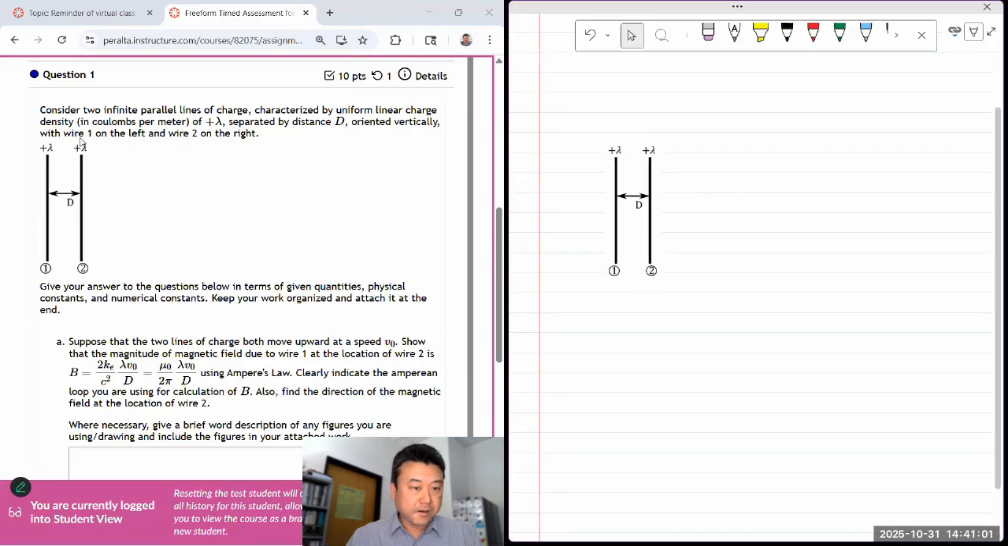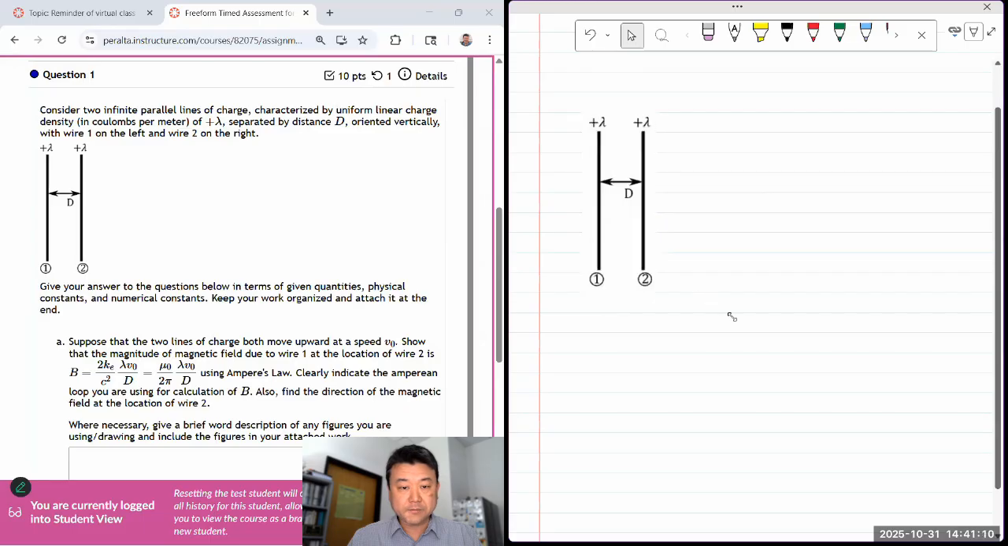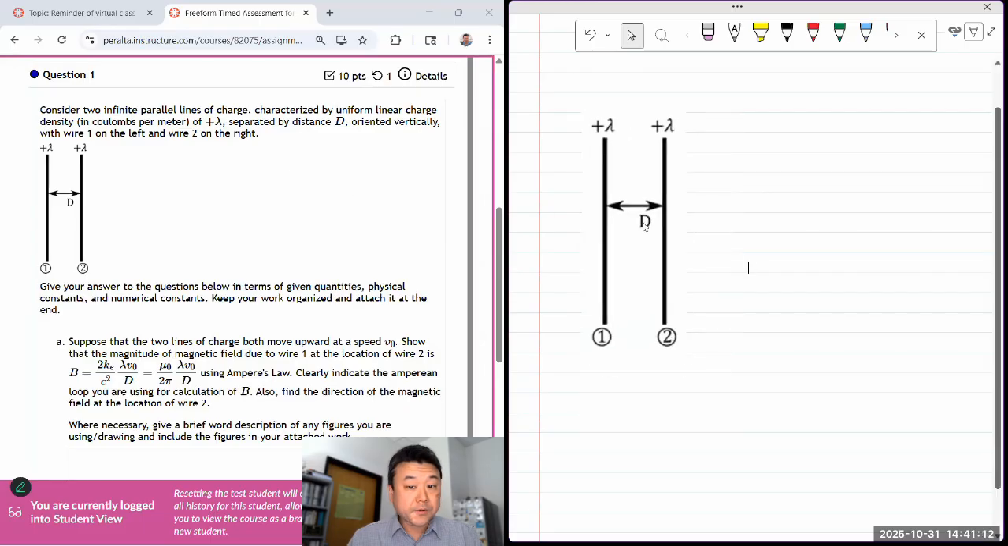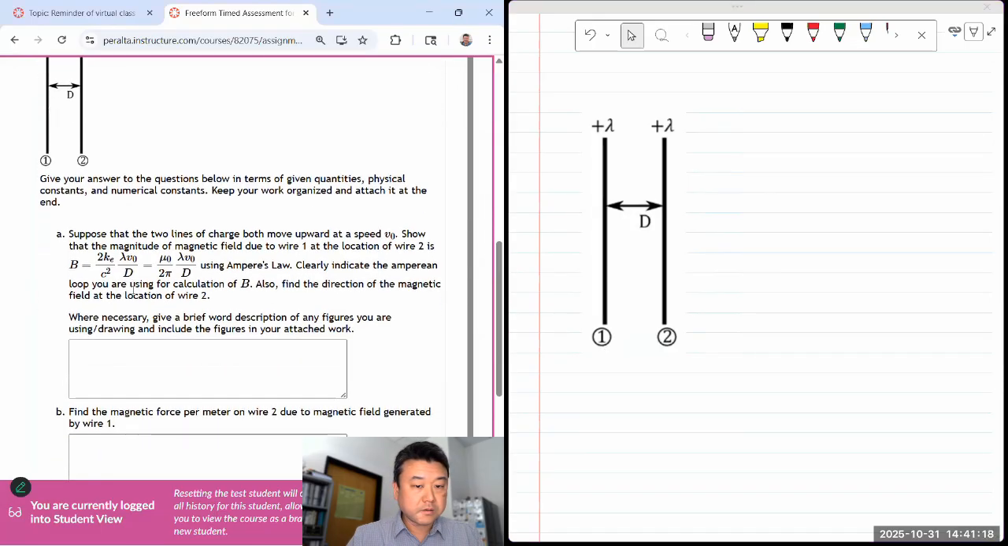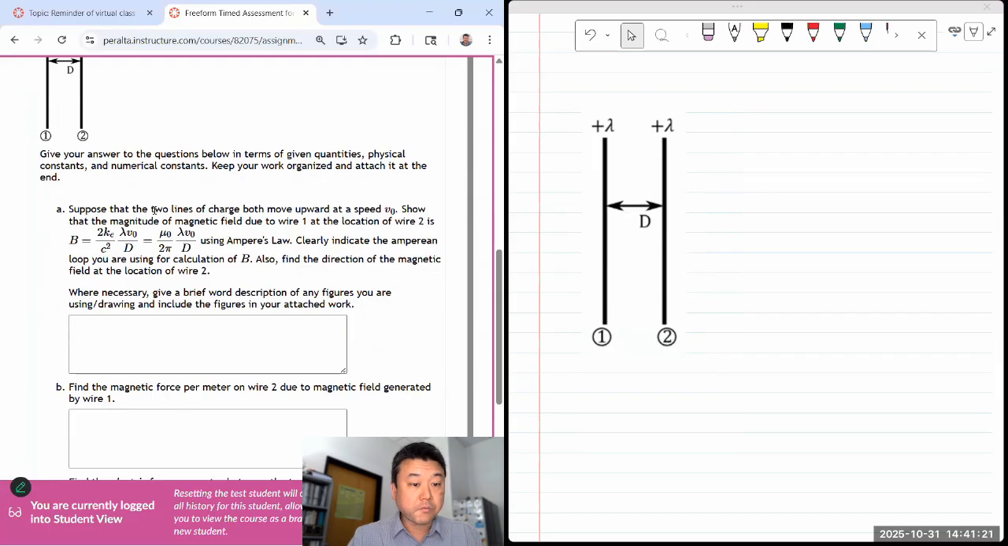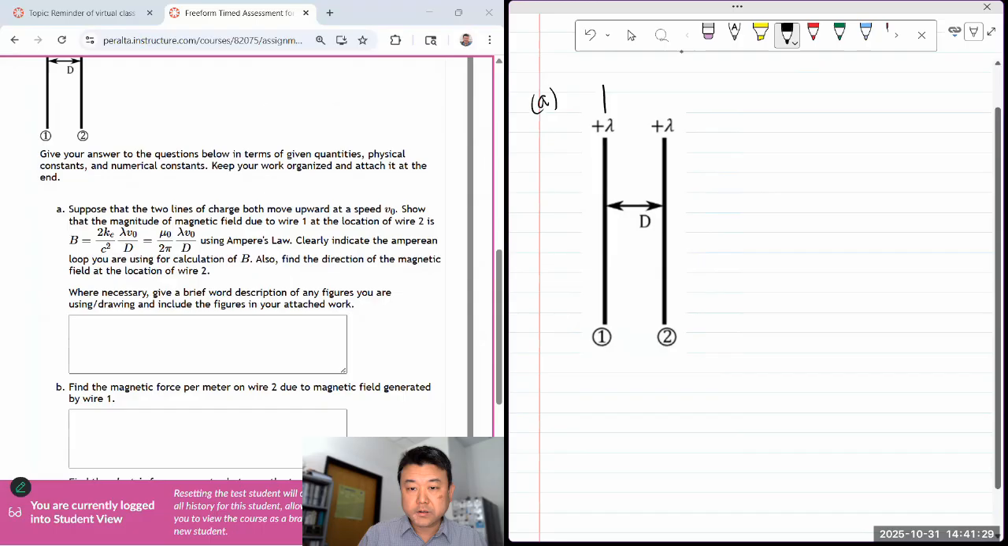Okay. All right. Consider two infinite parallel lines of charge, characterized by uniform linear charge density. Yeah, that must be the lambda that's labeled. Separated by distance d, oriented vertically with wire 1 on the left, 2 on the right. Express your answer in terms of the given quantities and physical constants. Suppose that the two lines of charge both move upward. So for part A, we are describing where they move upward at speed v0.